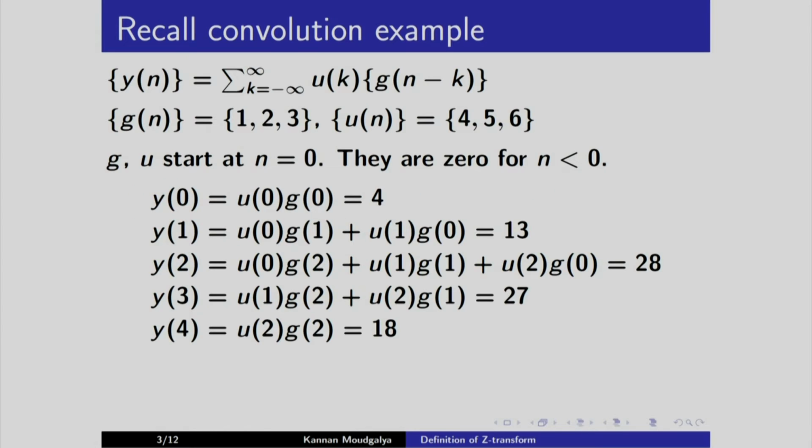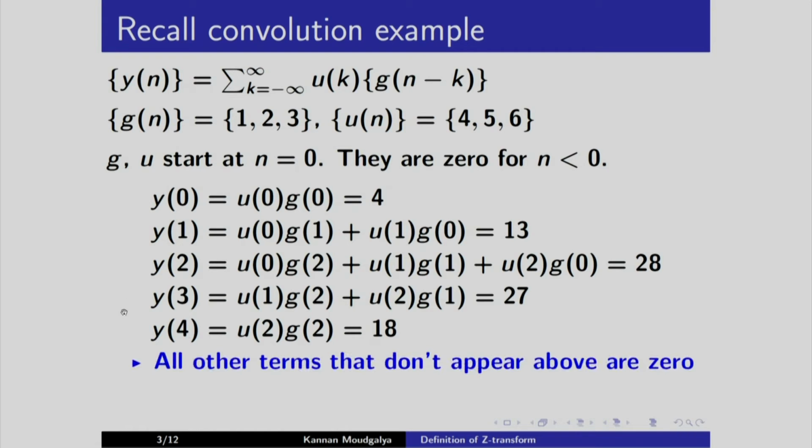Let's recall the convolution example. We have already seen this. We had two sequences g of n and u of n with only three non-zero entries in each, and then we derived all these values. All other terms that don't appear above are 0.